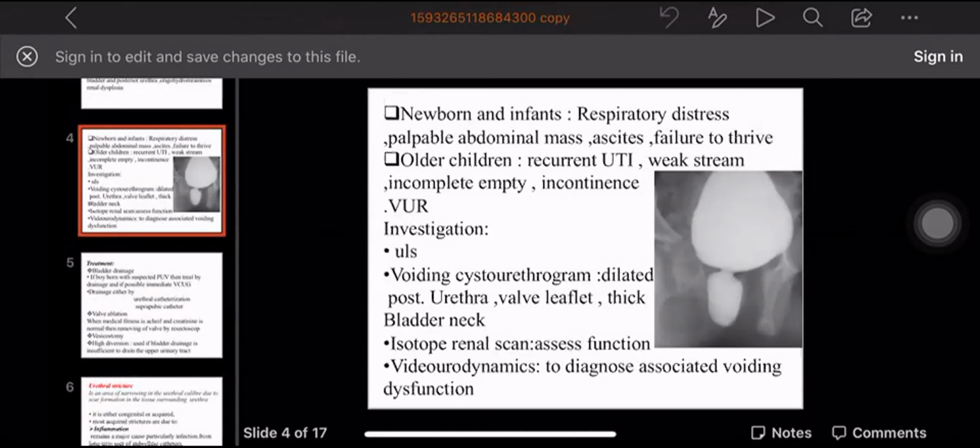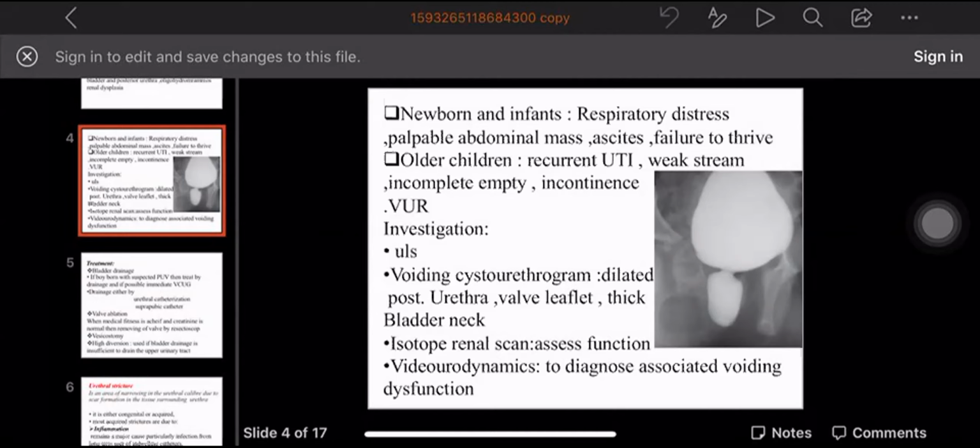In older children, recurrent UTI and weak stream, sometimes incomplete emptying of the bladder and incontinence. Also, sometimes the patient presents with VUR, vesicoureteral reflux. It is considered type 2 of vesicoureteral reflux. As we said in the previous lecture, there is an underlying cause for this reflux. So the posterior urethral valve is a cause of this reflux.